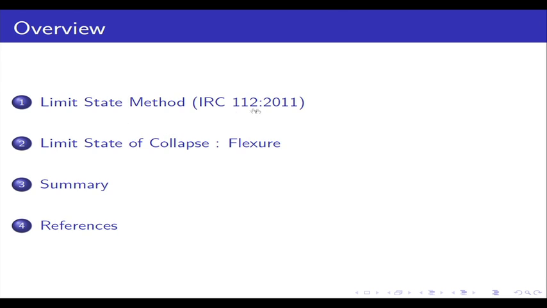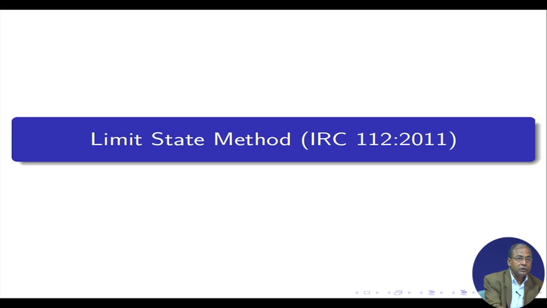Also very interesting, when you have the working stress method as well as the limit state method, it will be interesting to know the difference, or rather you will find out there is no such difference, only a few parameters are changed and then the whole thing works fine. That is my understanding. So, coming to the limit state method IRC 112 2011, whatever that code says, let us see the limit state of collapse, and finally we shall discuss the summary and references.